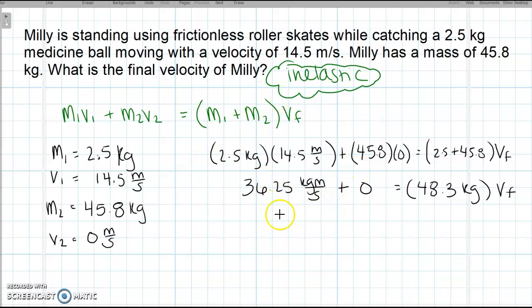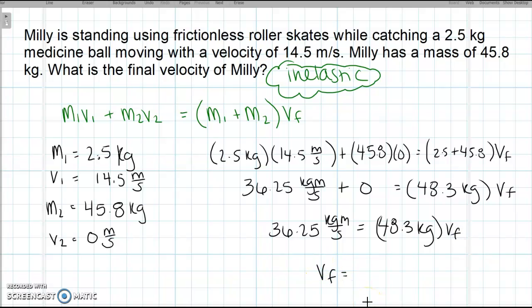And again, this all stems from the conservation of momentum. So our initial momentum has to be equal to our final momentum. Again, not the velocities and not the masses in this case, but the products of your velocities and the masses. So let's go ahead and continue to solve for our final velocity. I'm just rewriting so it looks a little bit neater. So vf is going to be equal to 36.25 divided by 48.3.